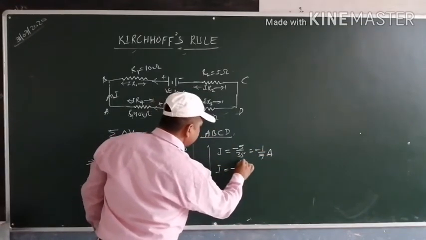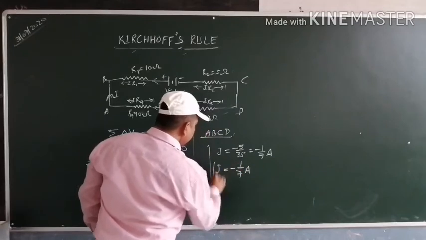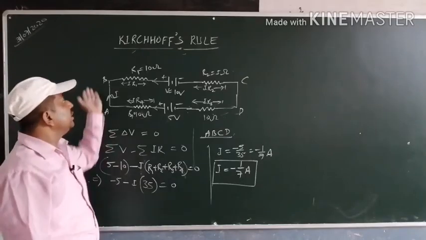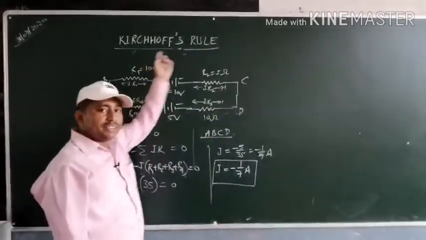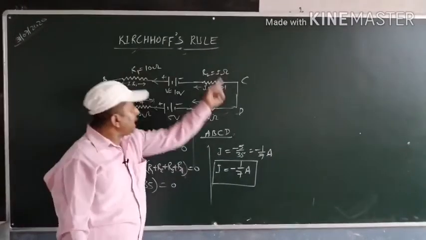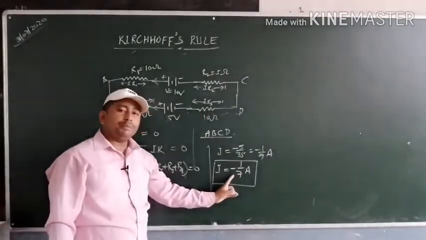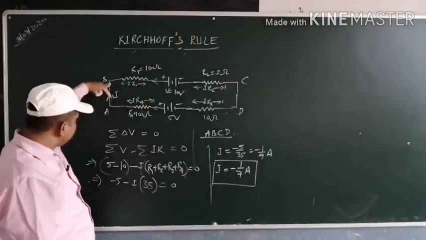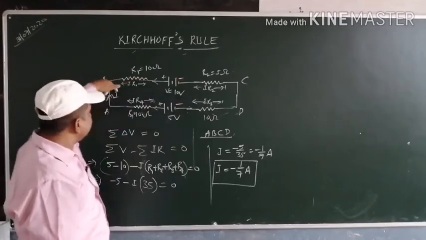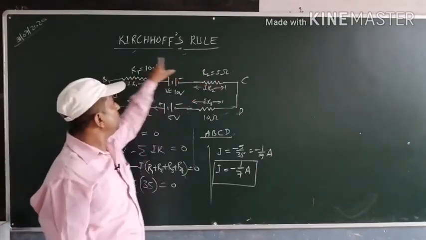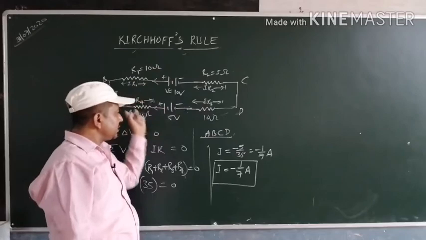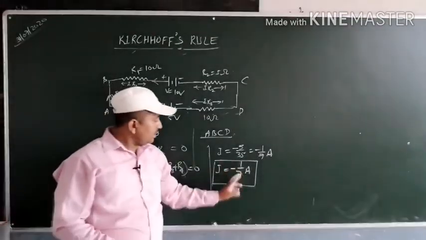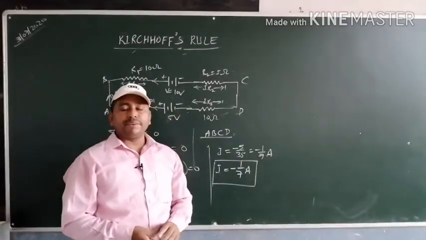Here the minus sign indicates that the direction of the current is opposite to what we considered in the circuit. We considered that the direction of the current is clockwise, but in the calculation we get a negative sign for the current. So it means the direction of the current flowing through this circuit will be anti-clockwise. Okay, the current is flowing in this direction, and the amount of current which flows through the circuit will be equal to 1 by 7 ampere.